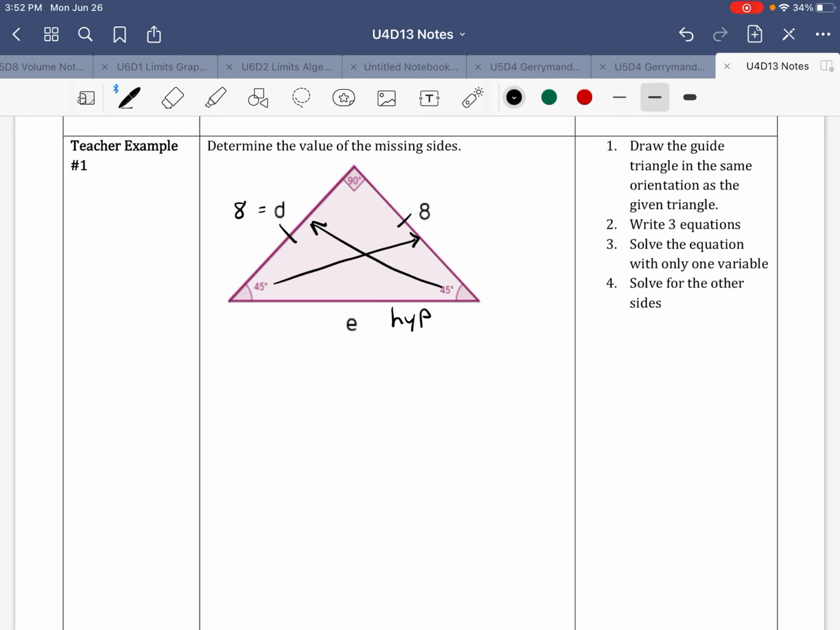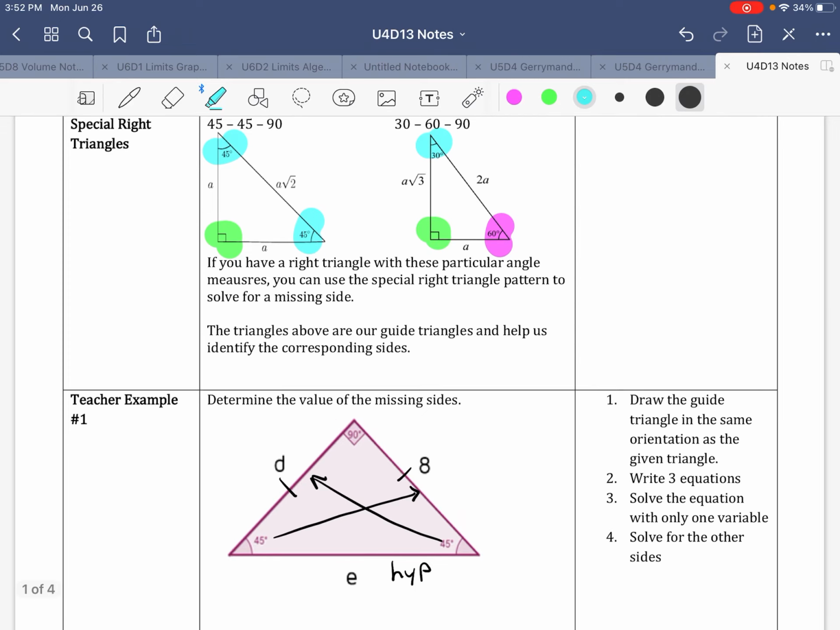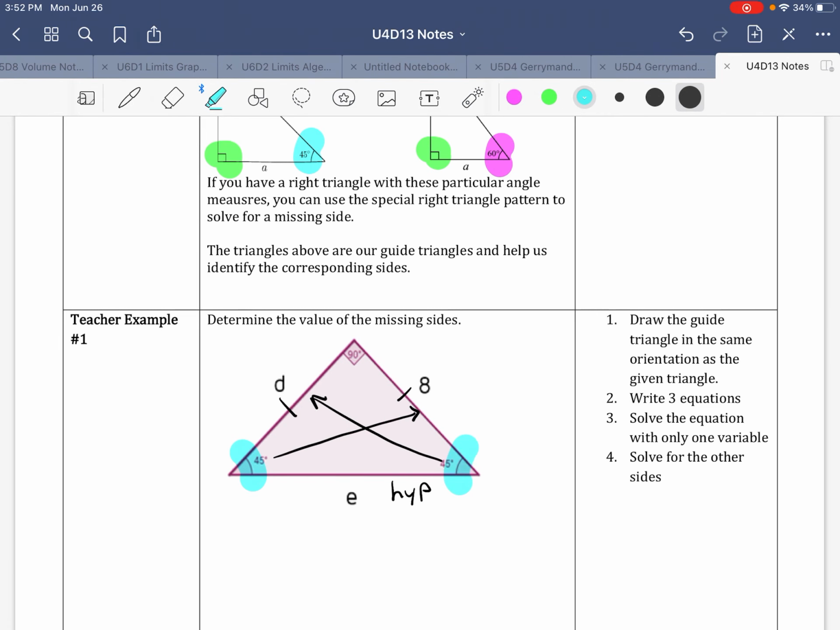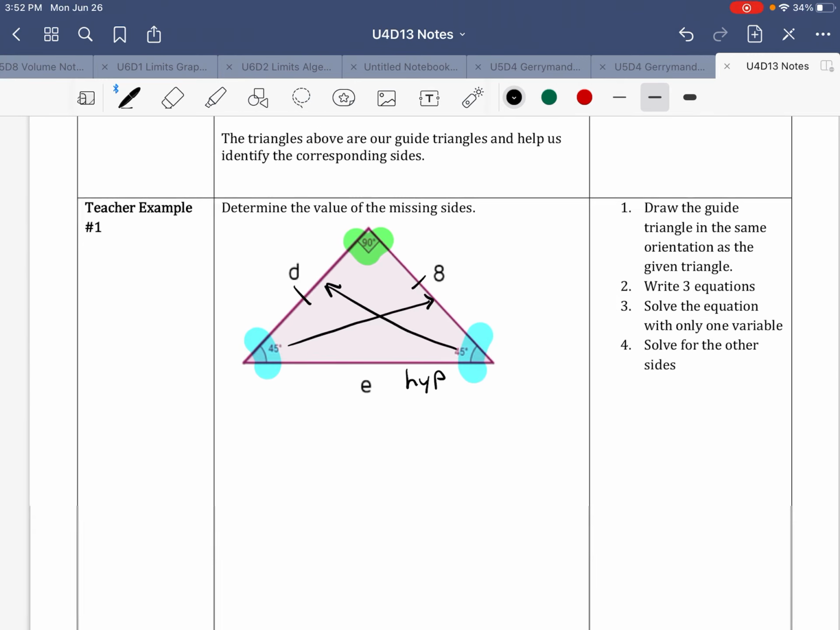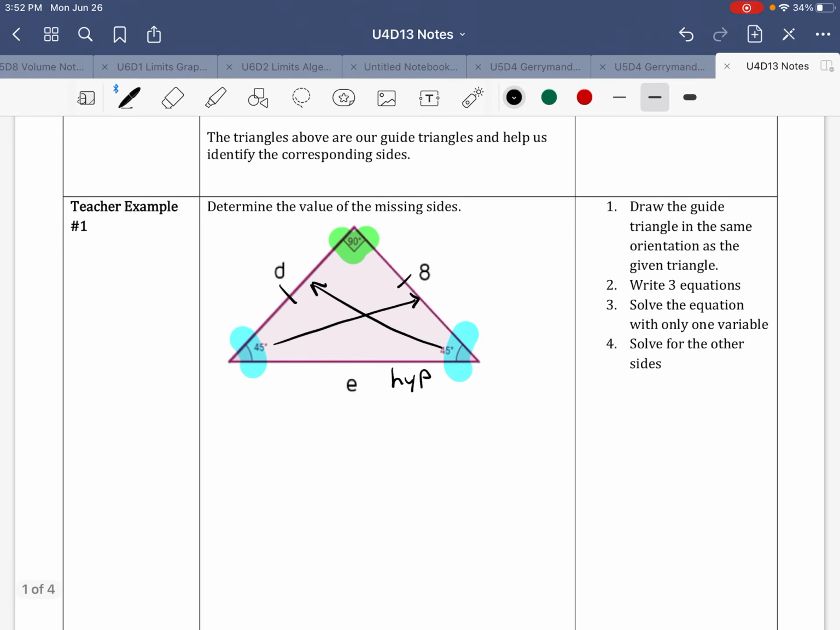All right? But in case that's not the information that we were given from the get-go, I'm going to proceed as if we don't know that yet, okay? Now, step number 1 is to identify that we can use a 45, 45, 90 degree triangle, which we can because we have these angle measures 45, 45, and 90. And once we know that, we're going to draw the guide triangle, so this one right here, in the orientation that our problem is provided.